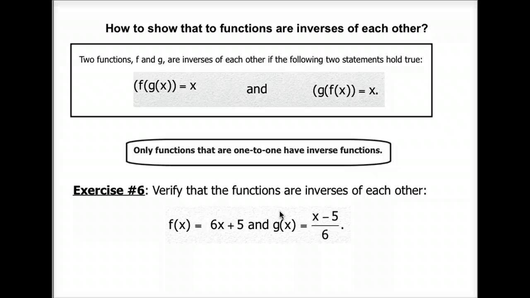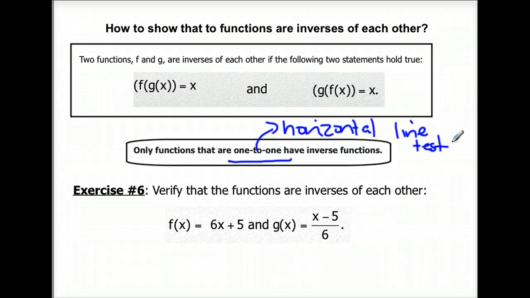How do we show that functions are inverses of each other? So two functions f and g are inverses of each other if the following statement is true. F of g of x is equal to x and g of f of x is equal to x. Only functions that are one-to-one have inverses. And remember, to check if they're one-to-one, we need to do the horizontal line test.